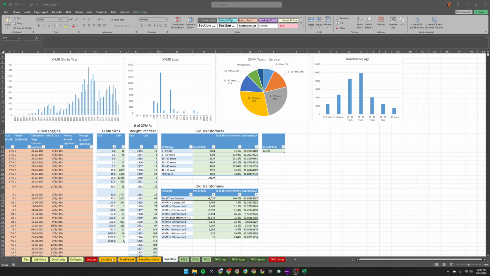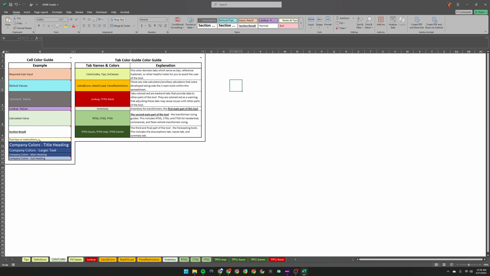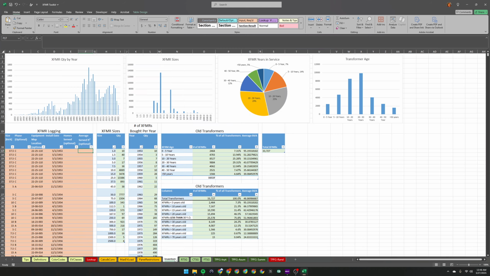Today we're going to be talking about the first of the green tabs, so what we consider the first of three different sections of the main part of this tool. If we were to visit our color code tab, we would see light green, inventory, the first main part of this tool. So hopping right into it, basically this is a tab to help utility managers understand the transformers that they have deployed currently.